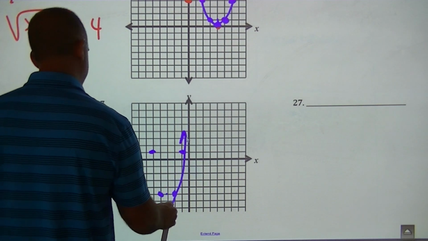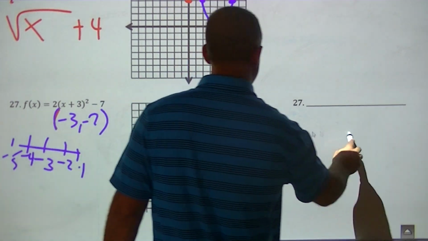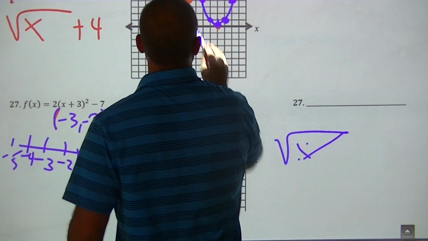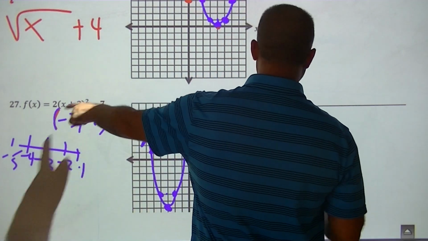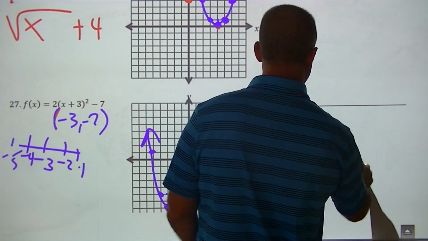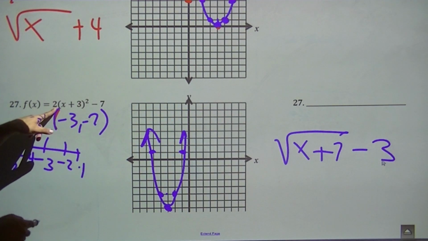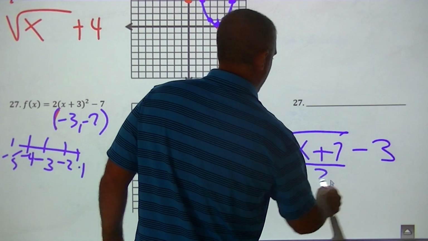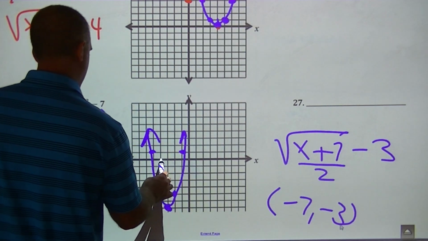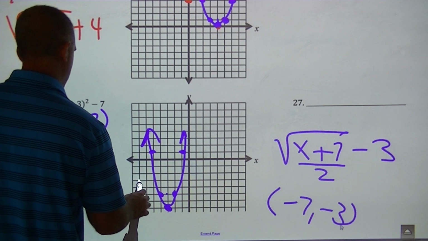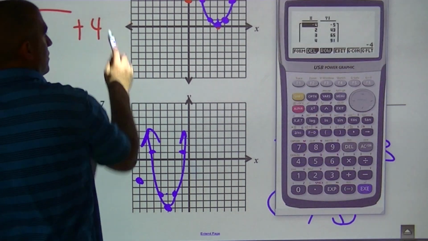Here's the original. Okay, now the inverse would be square root of x. Seven would now be on the inside. 3 would now be on the outside. It's 2 times the outside, so I'm going to divide in here. My anchor's still going to be (-7, -3). The anchor points are going to be completely flipped. Some of the other points you're going to have to look at.